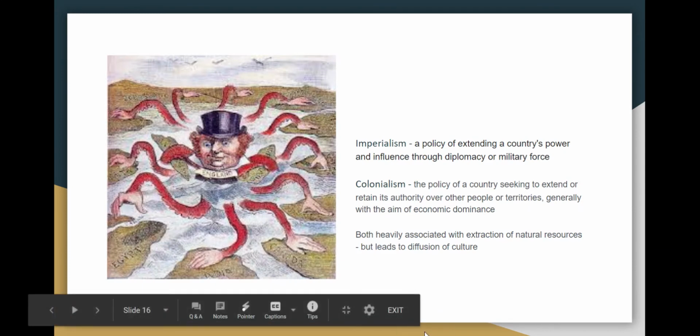All right, and we got an English-looking octopus man here.